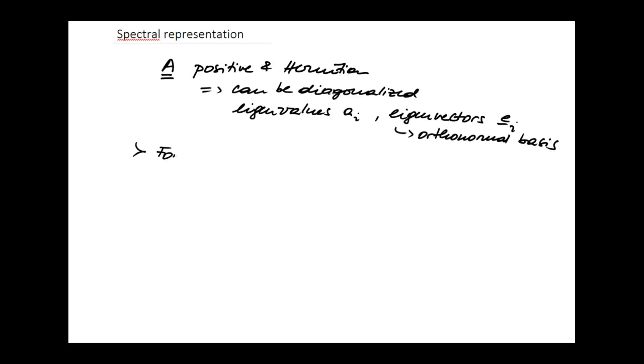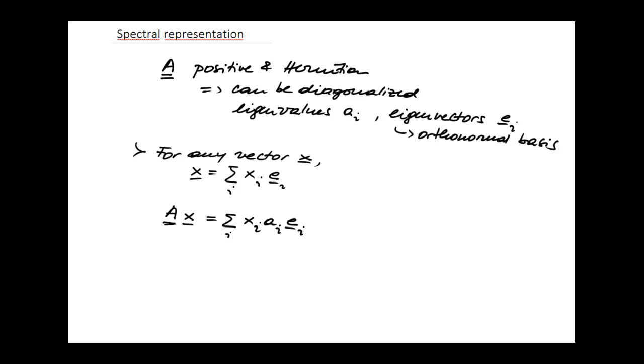This means that any vector x can be expanded in this eigenbasis. So for any vector x, I can find coefficients xi and write it as sum over xi times ei. When I apply the matrix A to this vector x, then this equals sum over i, xi, and then matrix A applied to the eigenvector ei, but since ei is an eigenvector, this is simply ai ei.